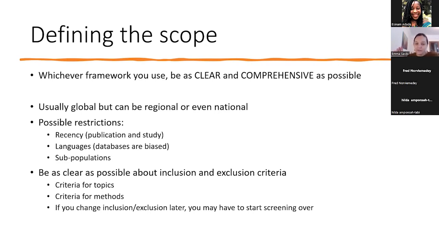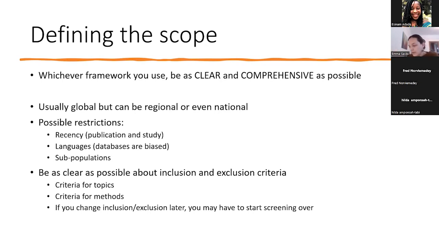I just want to mention that the criteria that you define for your inclusion and exclusion is both around the topic. I worked on a review recently on postnatal care, so we had to define what we meant by postnatal care: the timing, the location, who was providing it. But also the methods. If you're doing a qualitative review, you may define these are the methods that we're interested in looking at, papers that report on this.